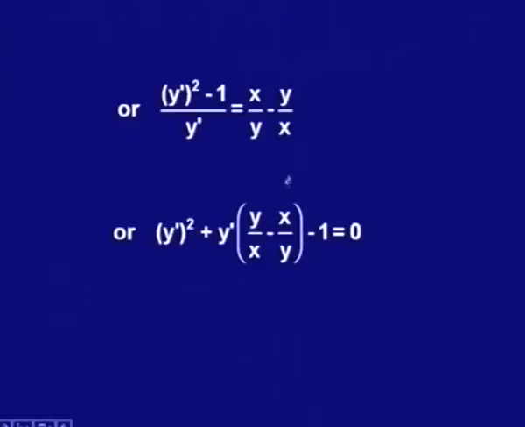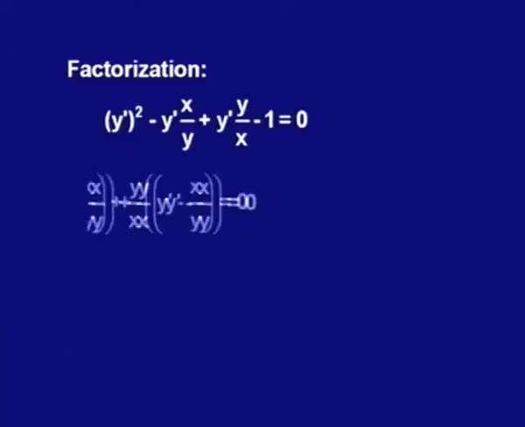Now, if I factorize this equation, it would give me 2 factors. See what those 2 factors are. So, for factorization, I am rewriting the given equation as y dash square minus y dash times x upon y plus y dash times y upon x minus 1. Now, from the first 2 terms, we will take y dash as common.